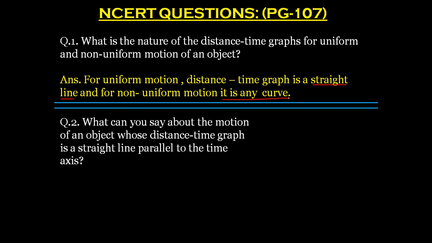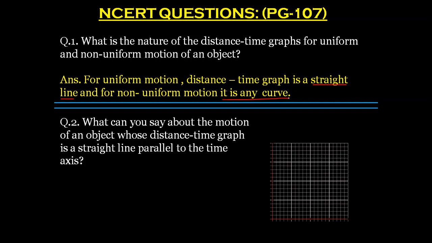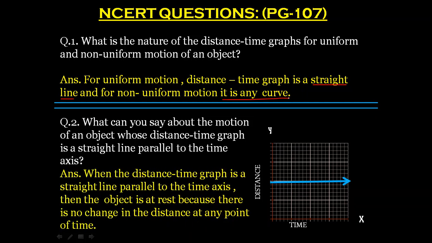Now second question. What can you say about the motion of an object whose distance time graph is a straight line parallel to the time axis? टाइम एक्सिस के पैरेलल जो हमारा ग्राफ था, जो हमने अभी पीछे देखा था, उसके बारे में हम क्या कंक्लूड कर सकते हैं? When the distance time graph is a straight line parallel to the time axis, then the object is at rest because there is no change in the distance at any point of time. इस केस में हमारा ऑब्जेक्ट रेस्ट पे होता है.